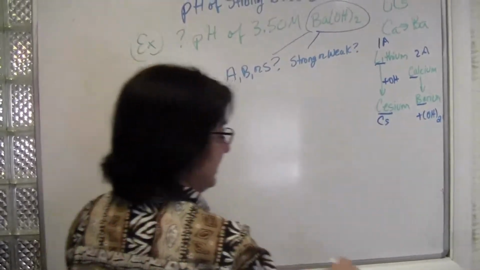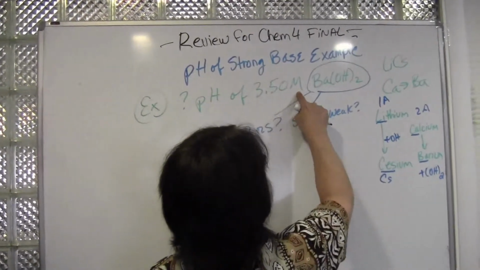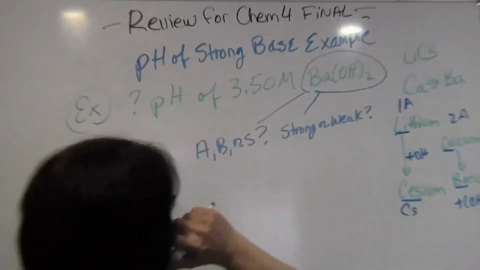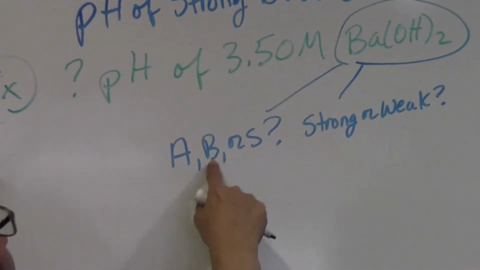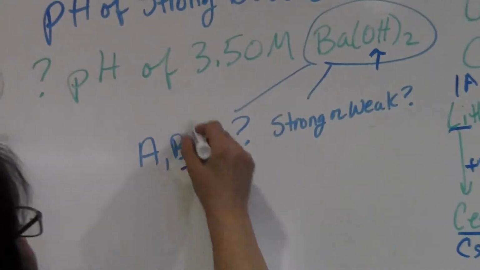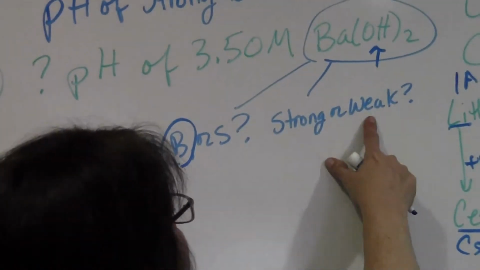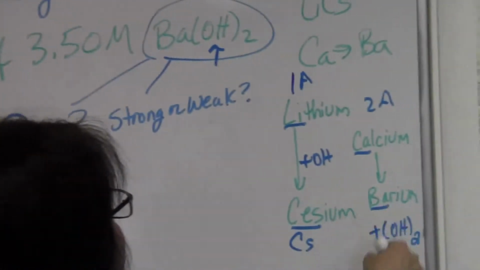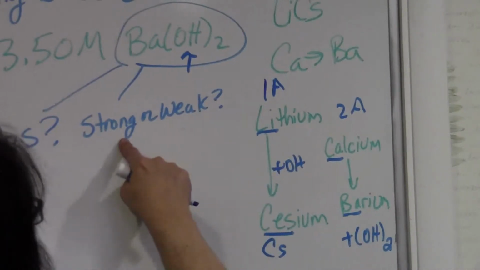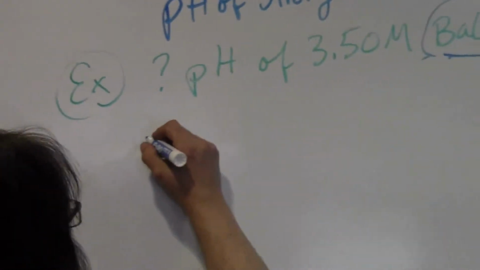So let's look at our example. What is the pH of a 3.50 molar barium hydroxide solution? Number one, acid, base, or salt? Since it has an OH, we know that it's a base. Second question for pH, is it strong or weak? Since it's in LiKCaBa, it's barium, we know that it's strong. Now we can go ahead and use our formulas for a strong base.